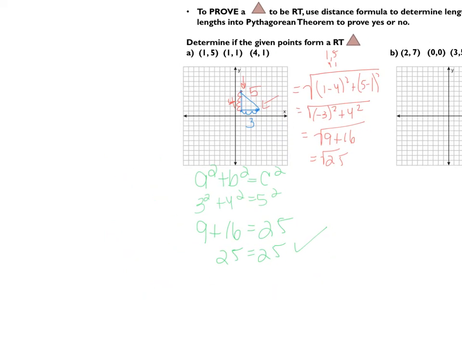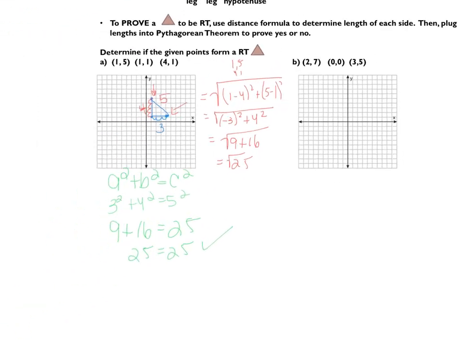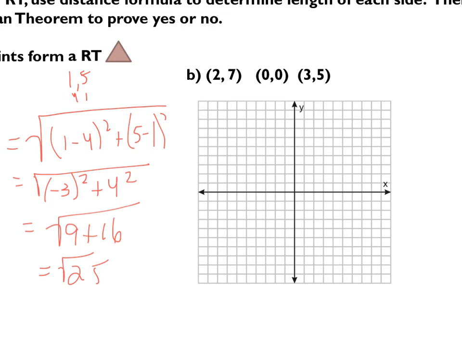It's correct. So what I would need to see in this situation is that you can tell me the distance from all three of the sides. If you can count them, great. If not, no big deal. But then you have to plug it into the Pythagorean theorem. I got one more problem and then we're done. Promise. Of course. All right. Last one.